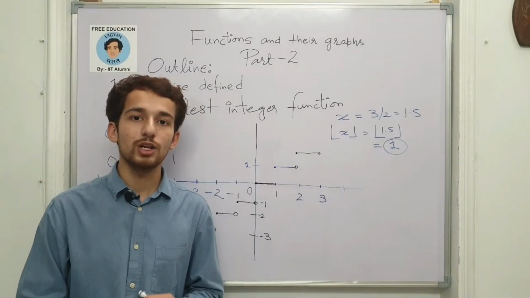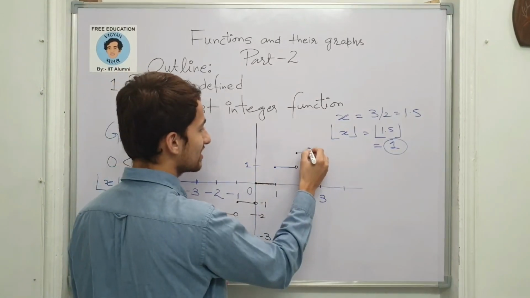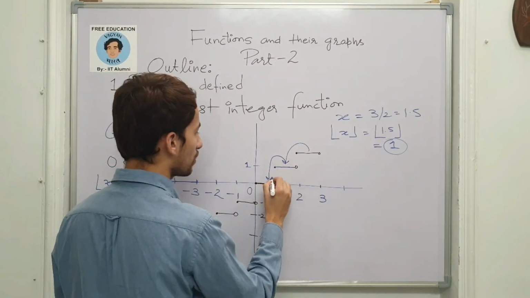And now I'm going to tell you why this is called a floor function, because if you see, this is how you are going from one floor to another.